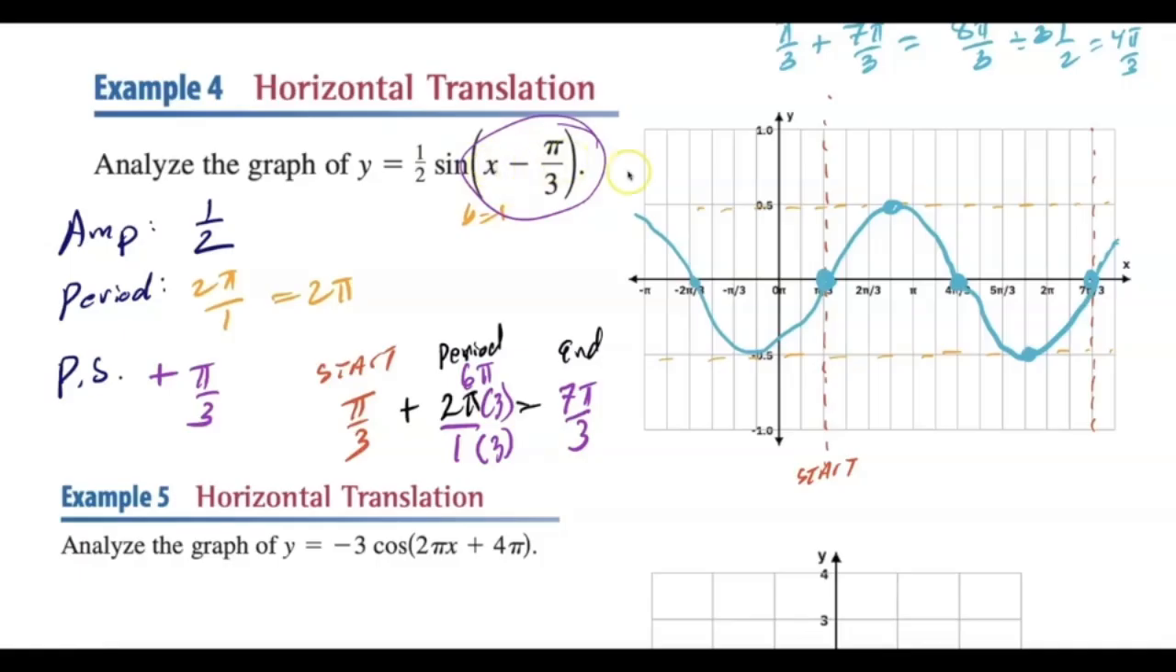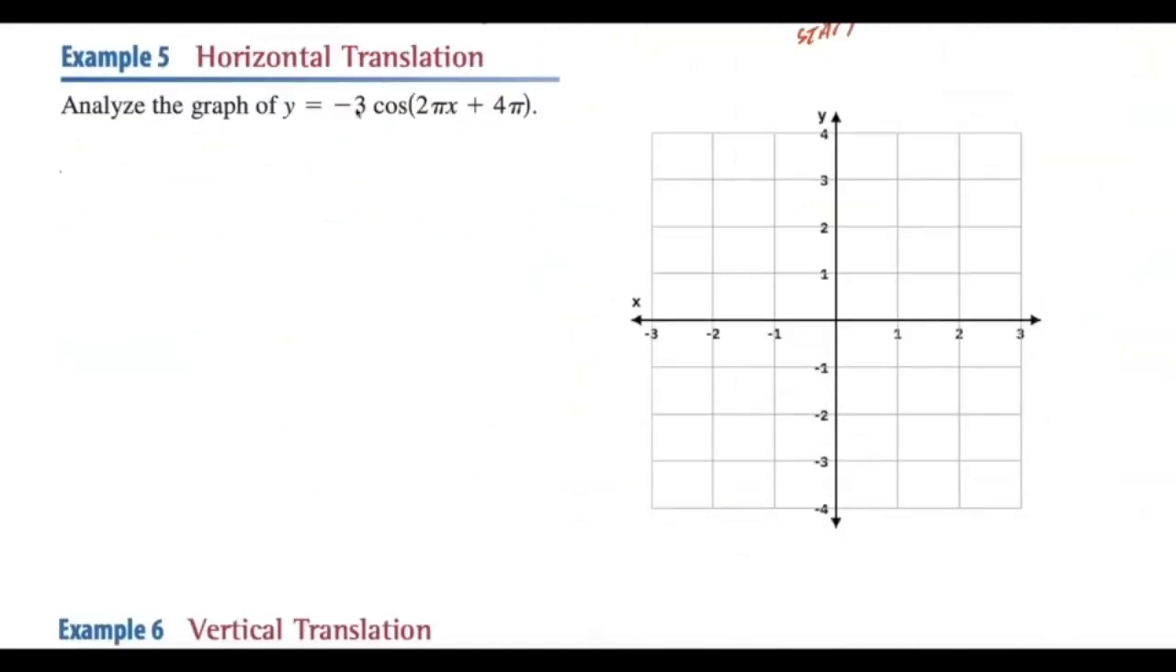That's how I do horizontal translation. Inside opposite, it moves it right or left. And then wherever it moves, that's your starting point. Add the period to it, whatever the period happens to be, and that'll get you your endpoint. Let's do another one. A couple things are going on here. We have an amp. Amp is not negative 3.